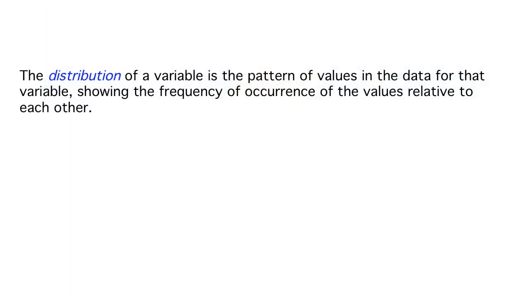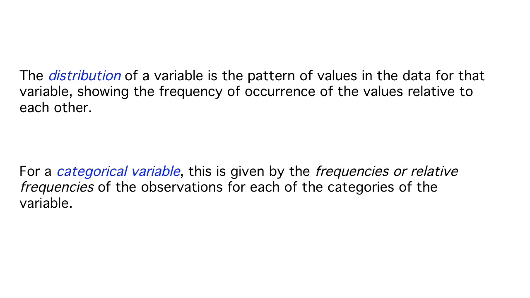Recall that when we refer to the distribution of a variable, we're talking about the pattern of the values in the data for that variable, showing the frequency of occurrence of the values relative to each other. For categorical variables, the distribution is given by the counts or frequencies, or the relative frequencies, of the observations for each of the categories of the variable.